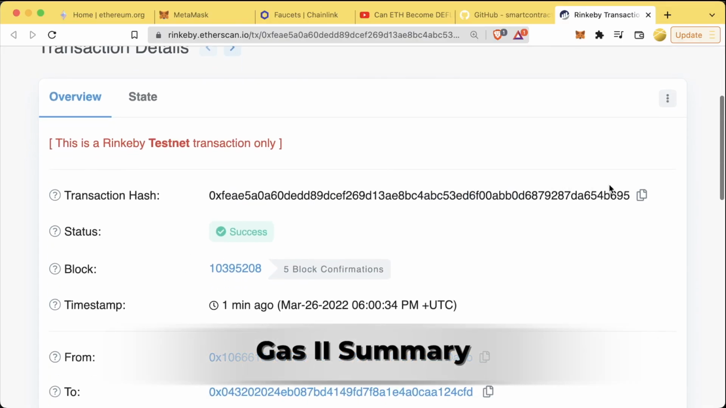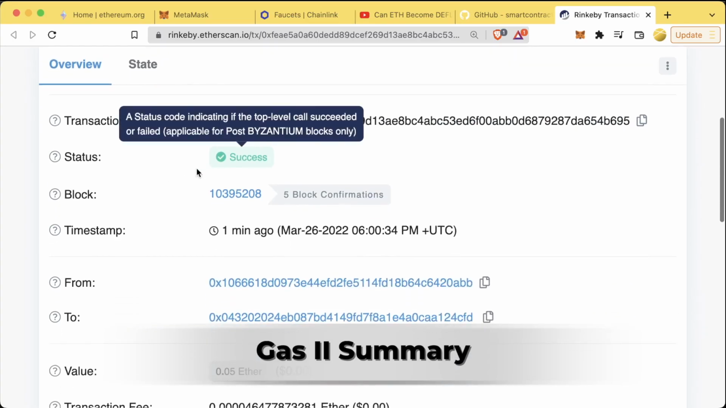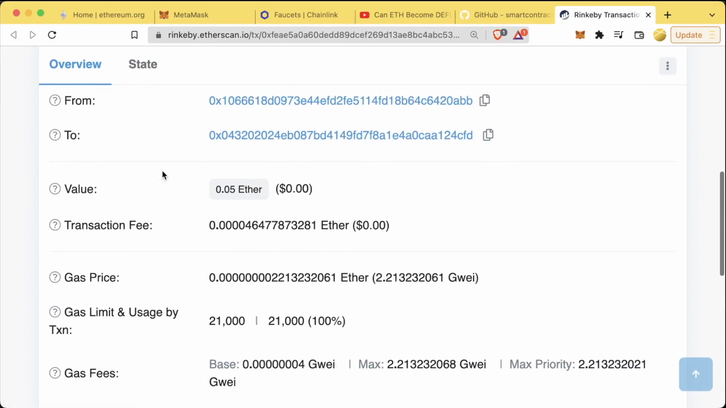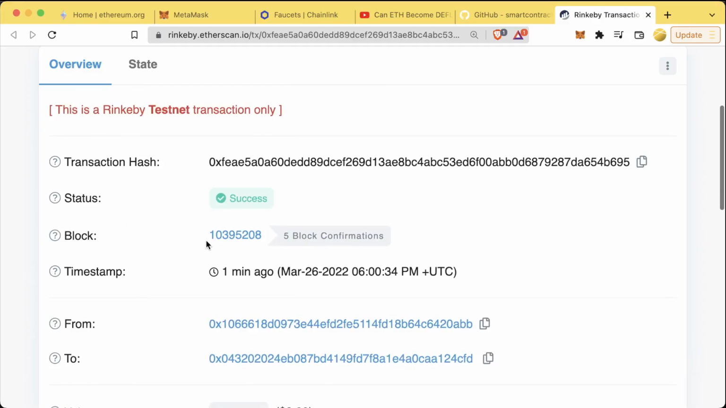There's a unique transaction hash that uniquely identifies this transaction on this blockchain. We can see the status. We can see the block number that it's confirmed on. One other thing we want to look at, if we scroll up, we see block number and block confirmations. This is how many blocks have been mined since this block was included.